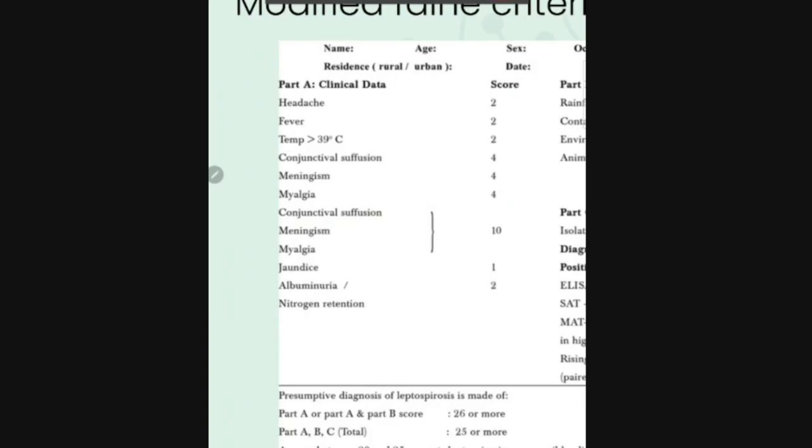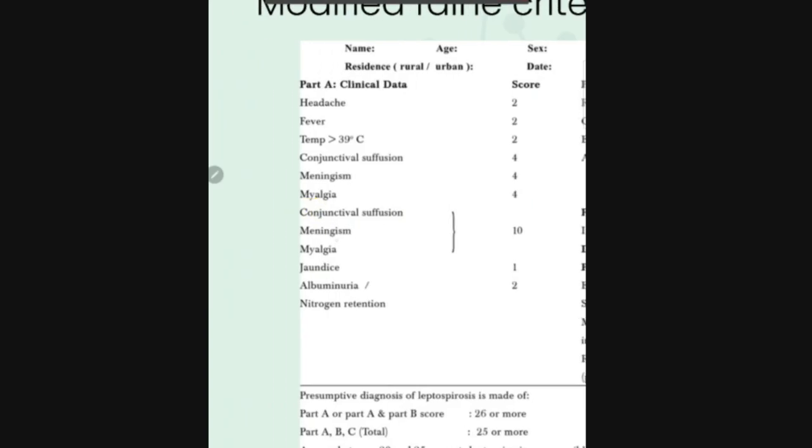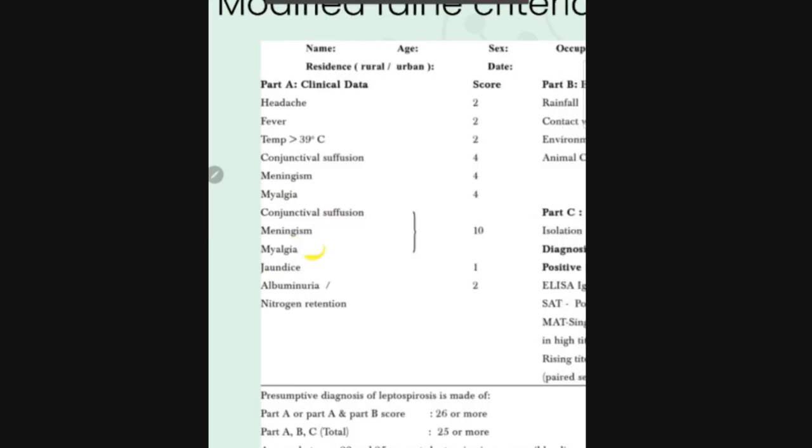The maximum score is for conjunctival suffusion, meningism, myalgia. That carries the highest points in combo. If all these three are present together, it carries 10 points. Normally there can be headache, fever, temperature more than 39 degrees Celsius, conjunctival suffusion, meningism, myalgia. There can also be jaundice and albuminuria as well. Jaundice is 1, albuminuria carries 2 points.